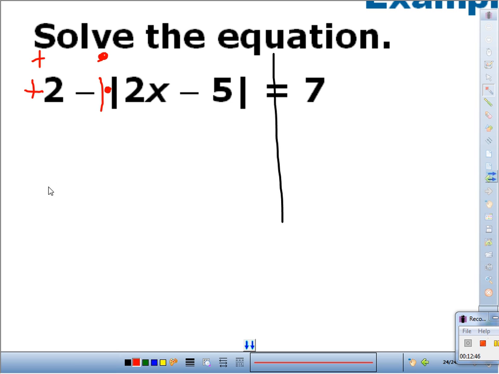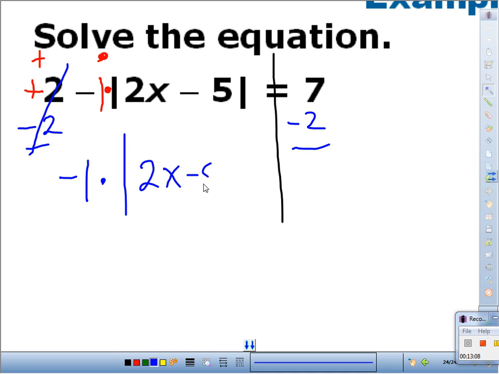Where do I start? With addition. And what is the inverse of addition? Subtract 2, subtract 2. We're left with negative 1 times the absolute value of 2x minus 5 equals 5. I'll let you finish that one. Go. Don't say it out loud. Keep the answer to yourself, please. Let people think.